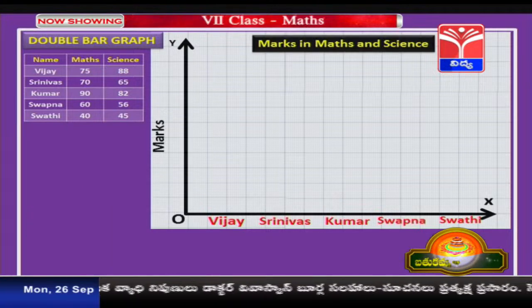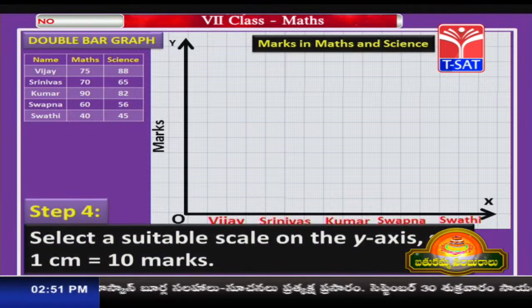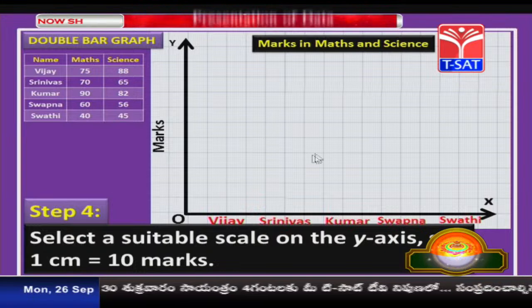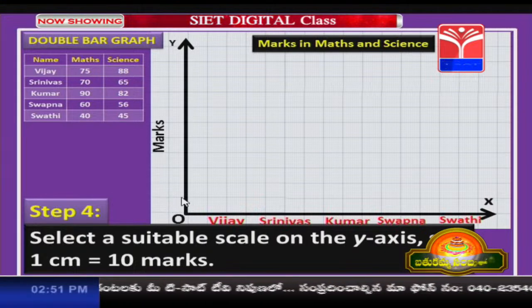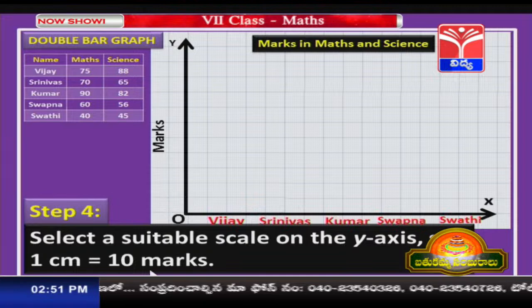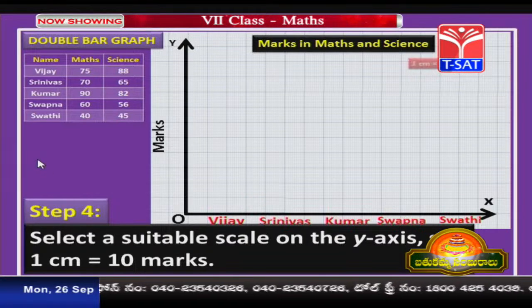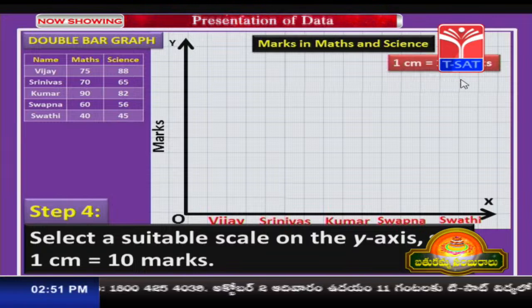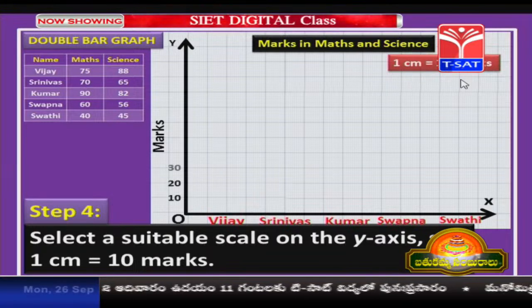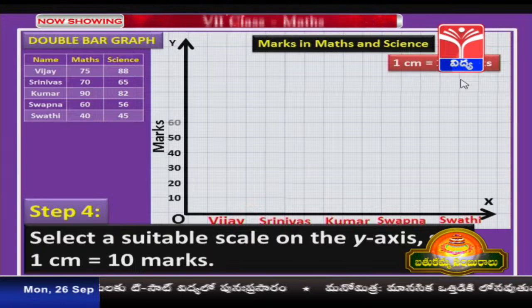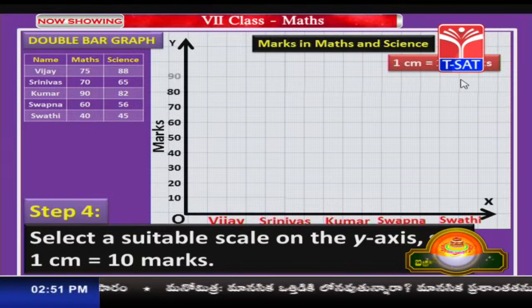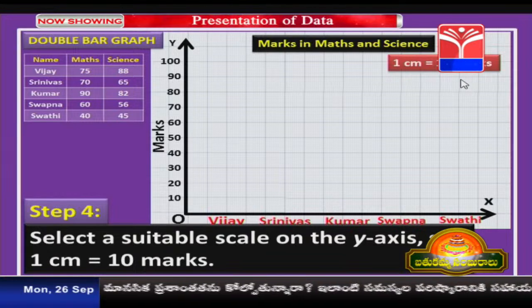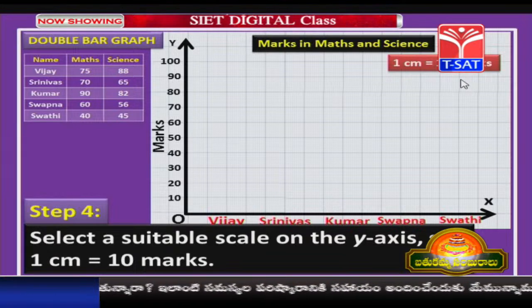Okay, children. Now, in the next step, we are going to select a suitable scale. That means how much should be 1 centimeter from here to here. I have taken 1 centimeter as 10 marks, so that you can represent it on the graph. Now, let us mark 10, 20, 30, and so on. We are going to take till 100, because we need up to 90 only, but maximum marks are 100.